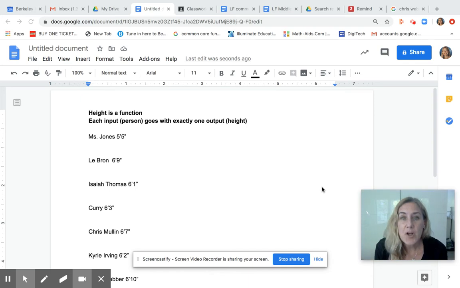A function is just a relation between two quantities. We usually call one the input, which is the x, and one the output, which is the y. And my favorite example for functions is height. It makes sense because each person, which is like an input, goes with exactly one output, the height.